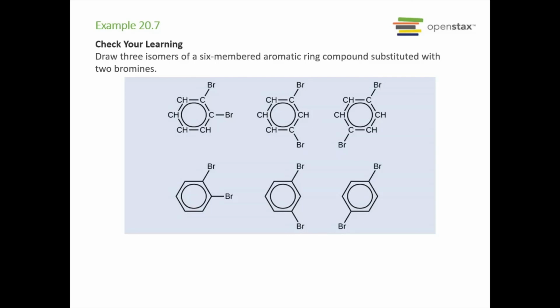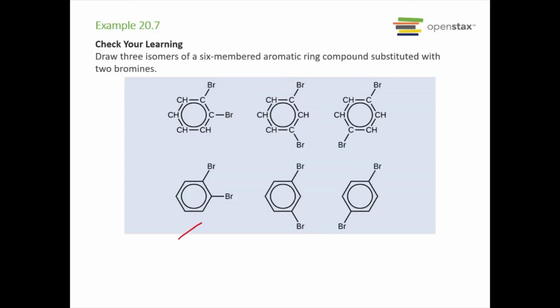So our other example: draw 3 isomers of a 6-membered aromatic ring compound substituted with 2 bromines, and these are the answers right here. I forgot to delete this. But nonetheless, these are the 3 isomers with 2 bromines.